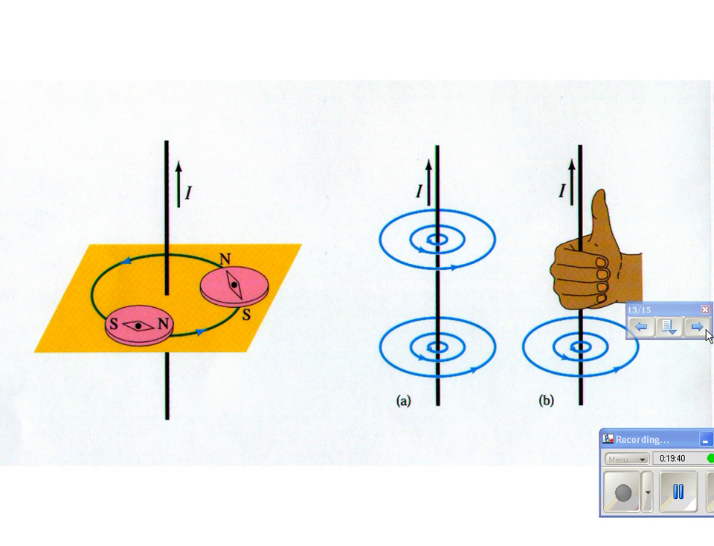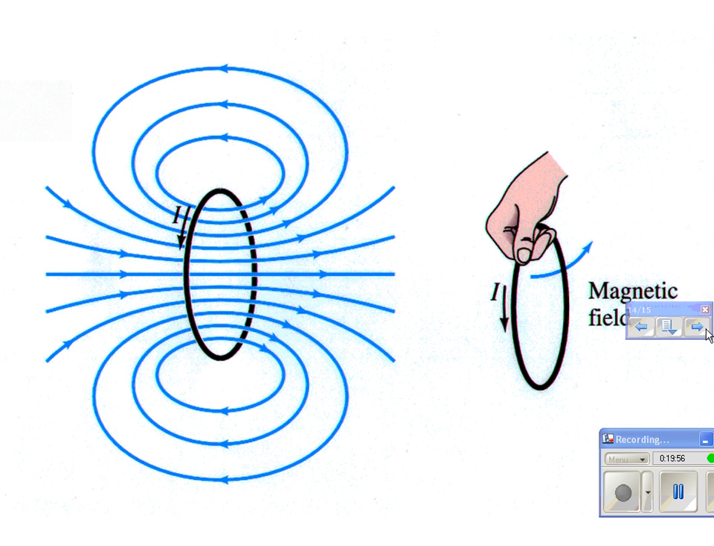Now imagine what would happen if instead of a straight wire, I had a loop of wire. Take that right-hand rule and see if you can figure out what's going on. What would it look like? Something like that, right?